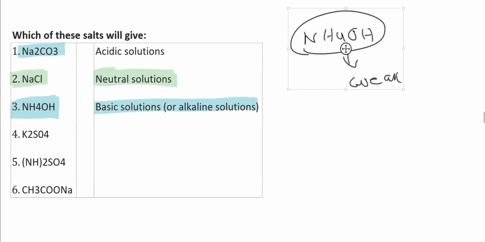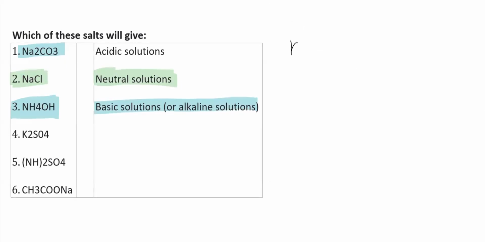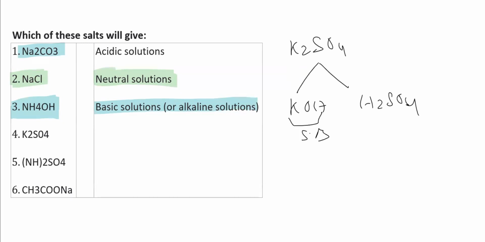Now, for the next part, this is potassium sulfate, K2SO4. The parent base has to be KOH, and the parent acid has to be H2SO4. Now what you can see here is that KOH is a strong base. So the parent base is strong here, right? And H2SO4 is a strong acid. Here both of them are strong, right? So therefore it's going to be neutral in nature.